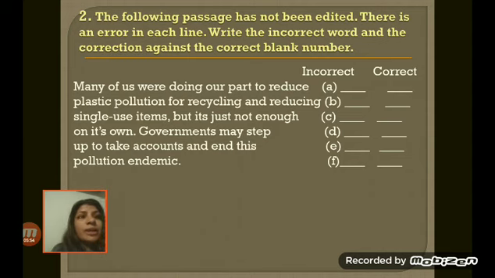For recycling, to reduce plastic pollution for recycling. So we reduce plastic pollution for recycling या by recycling. ठीक है. So by recycling and reducing single use items, but it's just not enough on its own. तो इसमें देखना, but it is just not enough. तो it is वाला जो it's होता है उसमें apostrophe आती है.